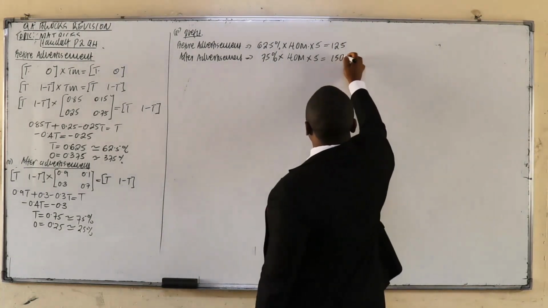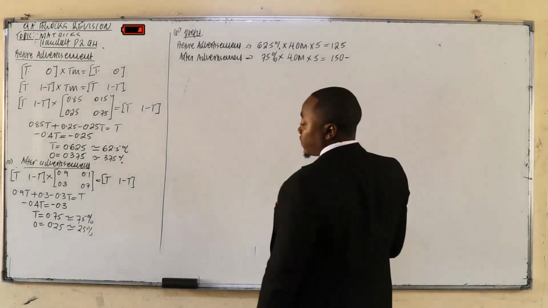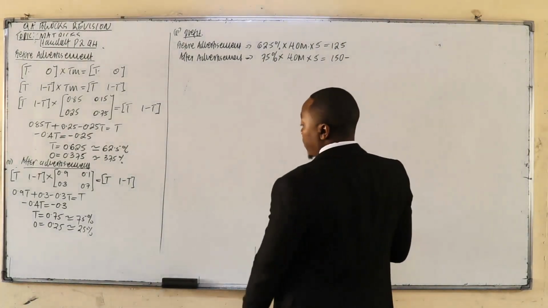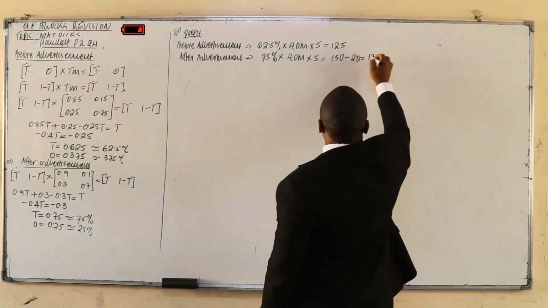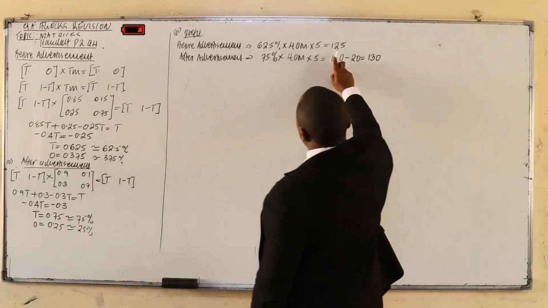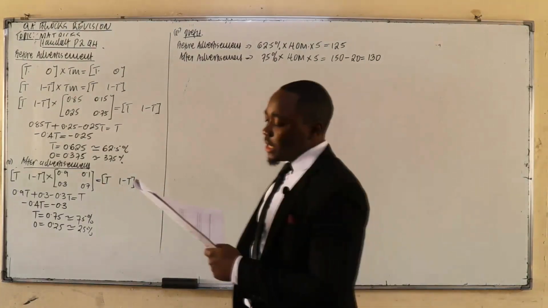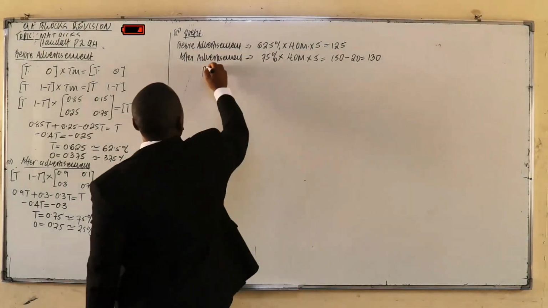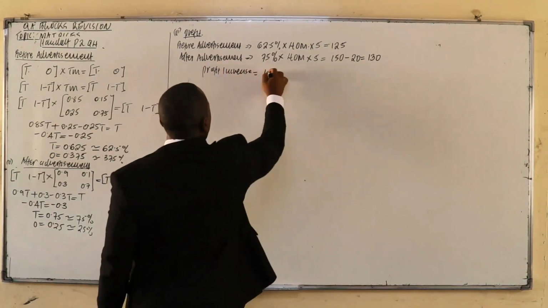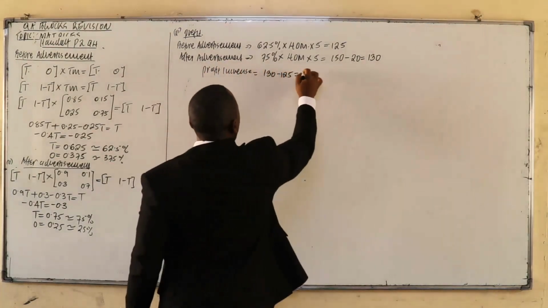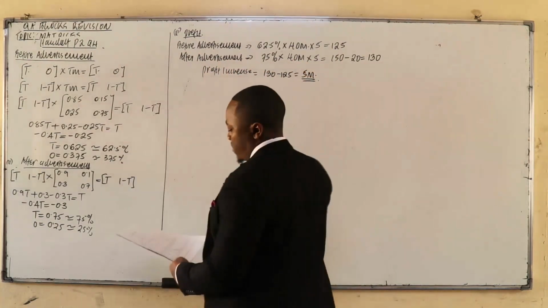After advertisement, 150. But for you to advertise, you're incurring some cost. How much is the cost of advertisement? You're incurring 20. So how much will be your profit? 130. So that means before the advertisement it is 125, after advertisement it is 130. But the question was the expected annual profit increase. So we need the profit increase. You take 130 minus 125. If we advertise, profit will increase by 5 million. So you can copy.